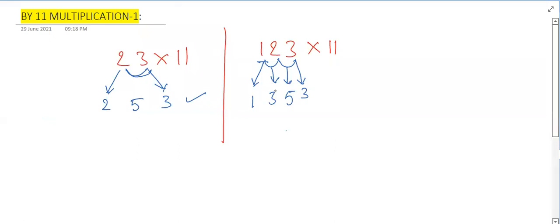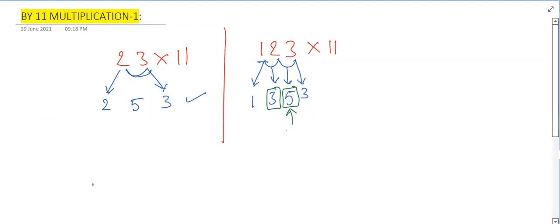Sir, here we are getting a single digit. That is why we are writing it as it is. What if we get a double digit after the sum? We have to carry to the next digit and write it. Like if we get 15, we'll write 1 and carry 1. Yeah, that one will be carried over. Correct. Good.